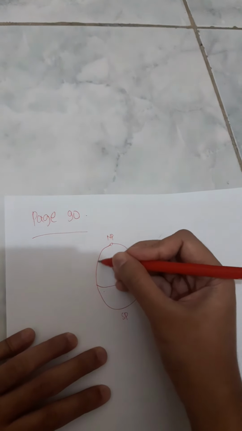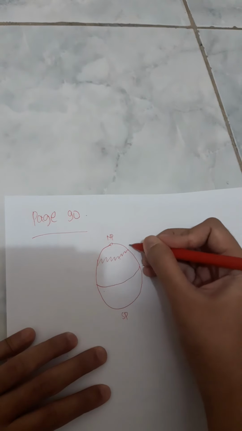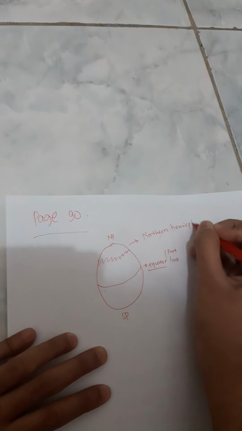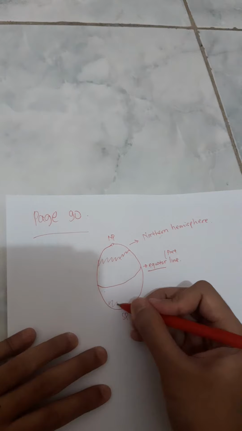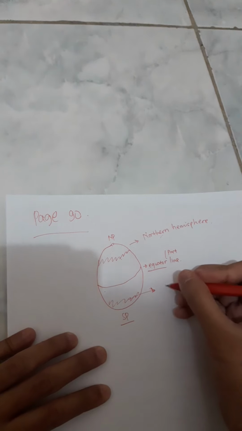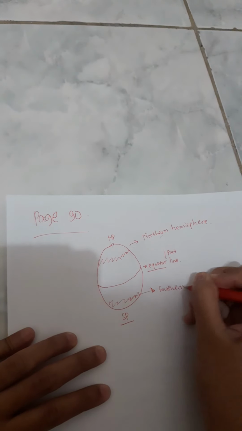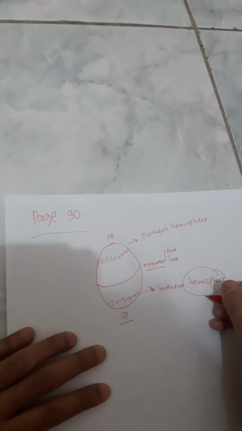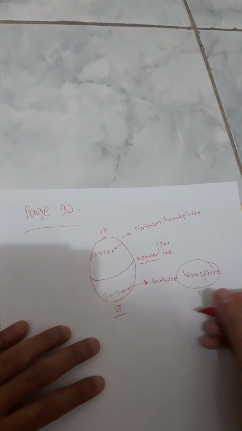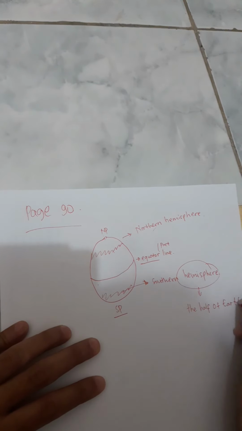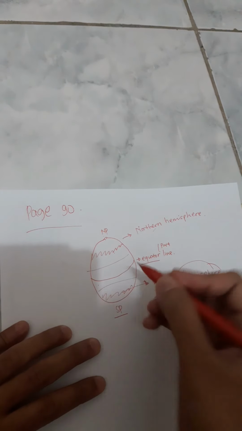The part that is near to the North Pole, we call the northern hemisphere. And the part of the earth that is near to the South Pole, we call the southern hemisphere. So what does hemisphere mean? Hemisphere means a half of the earth. See, this one is a half, and this one is a half of the earth.